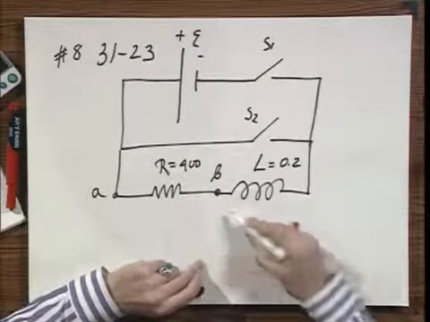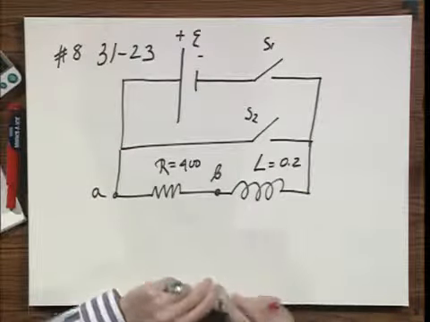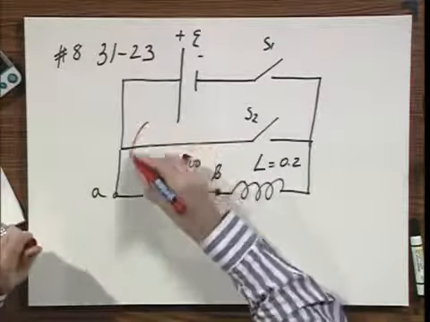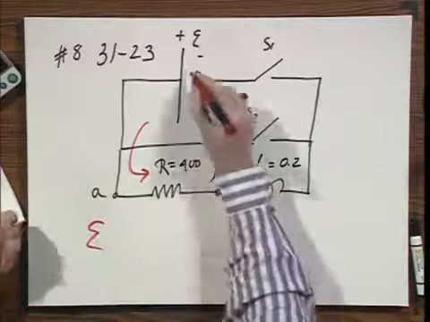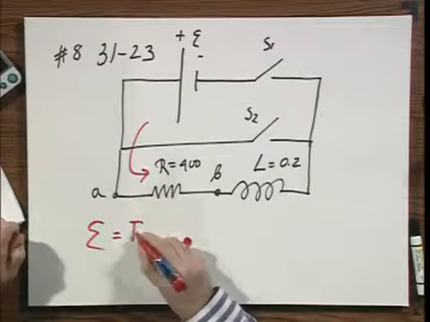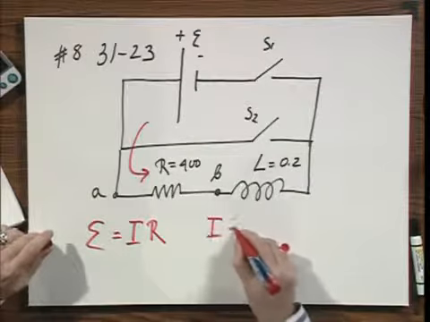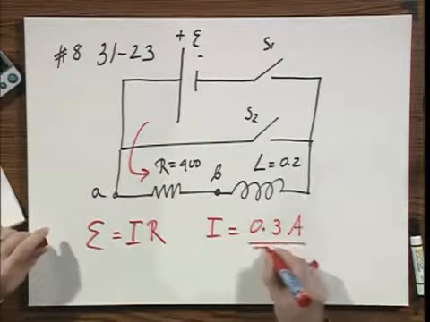The current will increase through this circuit, nothing through here. L will oppose the current, but ultimately L can no longer fight the current, and there is going to be a current flowing through here. And E, which is the EMF of the battery, through Ohm's law equals IR. And so I, you can easily calculate, equals 0.3 amperes.